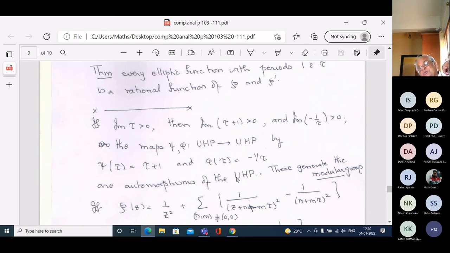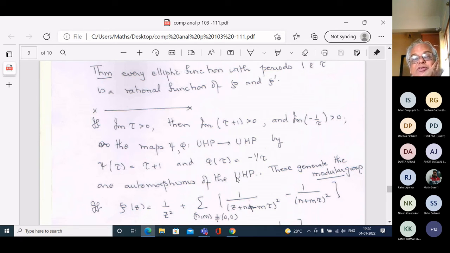We know what the automorphisms of the upper half plane are. So I'm taking this subgroup generated by two elements. This subgroup is called the modular group. The subgroup of the automorphisms which are generated by the phi and the psi.